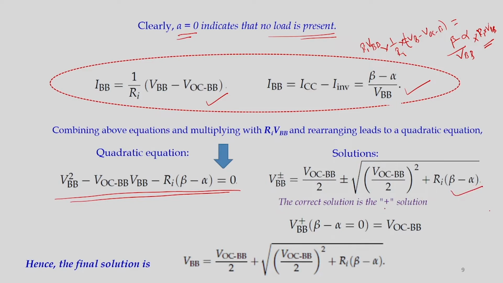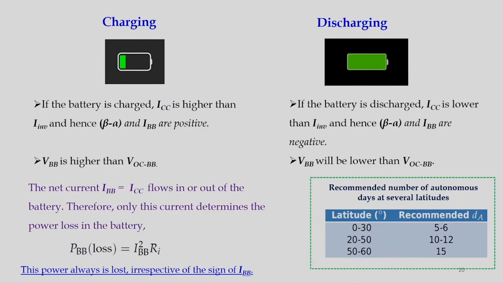So, the correct solution is the positive solution, if we see precisely. Okay. So, if beta minus alpha is 0, then if we use this here, what will happen? VBB is equal to VOC BB by 2 plus VOC BB by 2. So, it will be VOC BB. Okay. So, this final solution is the true solution. Okay. VBB is something like this. Now let us pay attention to this solution and see what we can bring out of it.